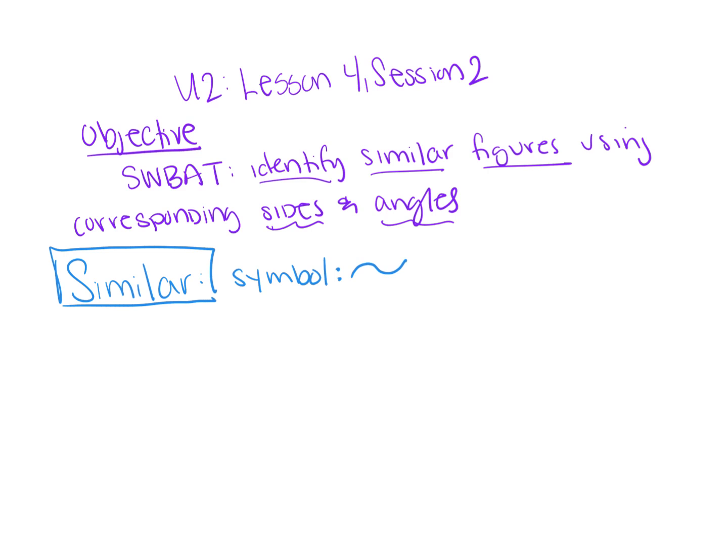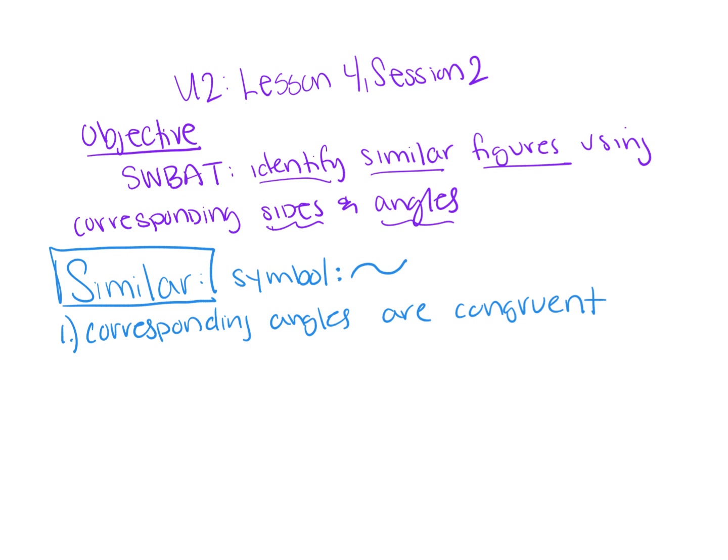Now, in order for two shapes to be similar, two things have to be true. The first is corresponding sides. Actually, let's start with angles. Corresponding angles are congruent. So the angles need to be exactly the same in similar figures. The second thing that needs to be true is that the corresponding sides are proportional. So if you remember, that means they're all going to reduce down to the same fraction.